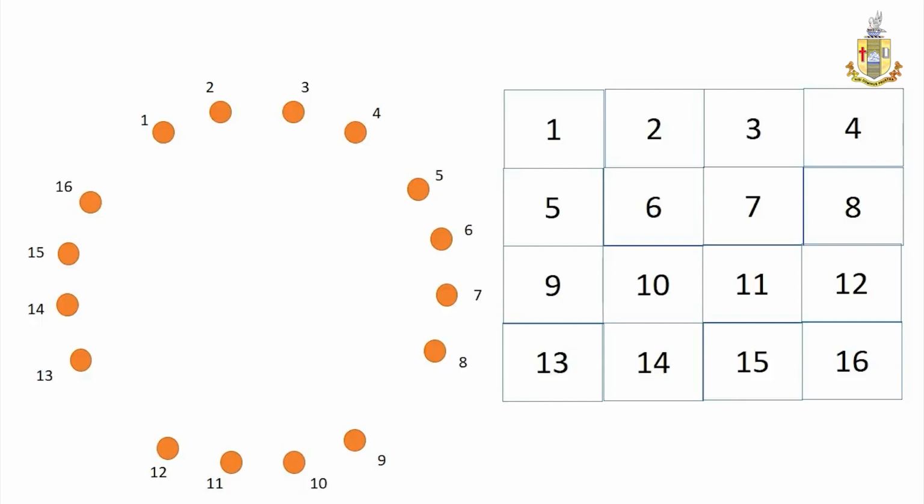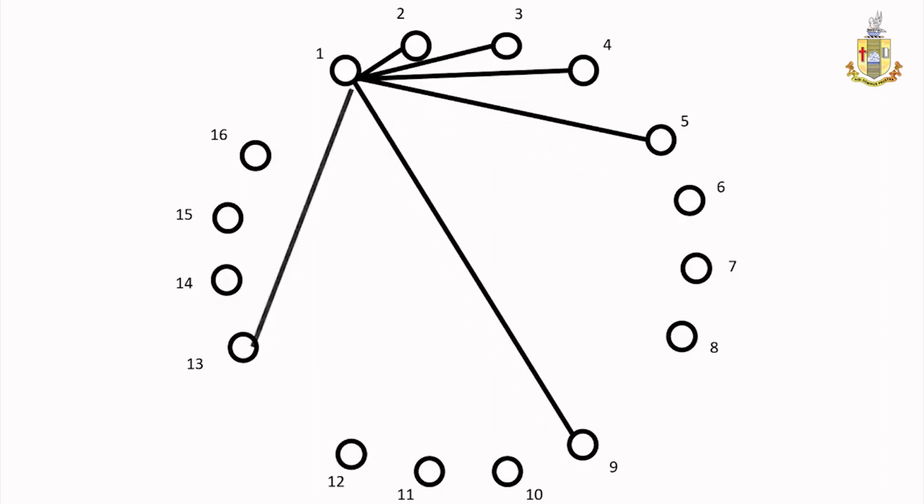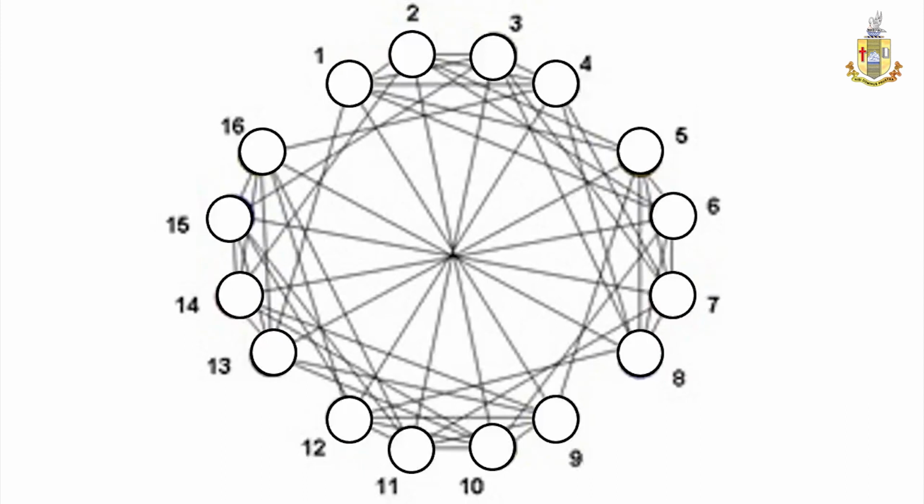So, two distinct vertices will be adjacent if and only if the corresponding cells in the grid are either in the same row, the same column, or the same subgrid. Now, vertex 1 is adjacent to 2, 3, 4, 5, 9, 13 and 6. Continuing in this manner, we will get the connected graph like this.